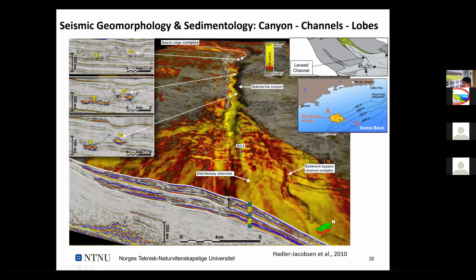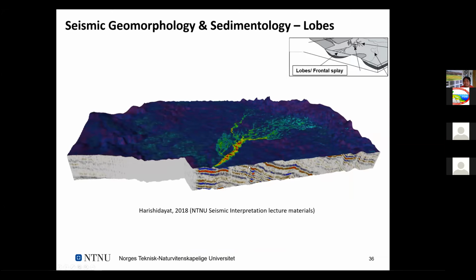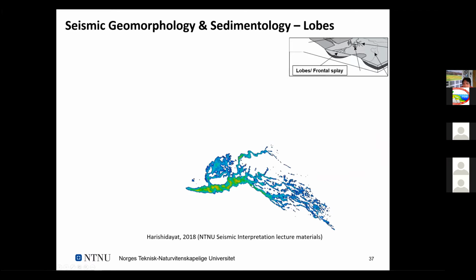Good, and now I'll go to the region of the Barents Sea, where we also have these beautiful lobes, or frontal splay as Pa Henry calls them in his terminology. So this is a deep marine channel that also corresponds to this frontal splay or lobes. And again, this bright amplitude here represents the sandy material, while the background here represents the fine material. You're familiar with these things, and this is how it looks.